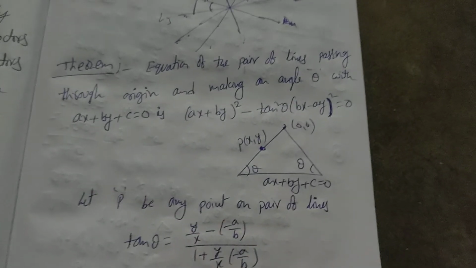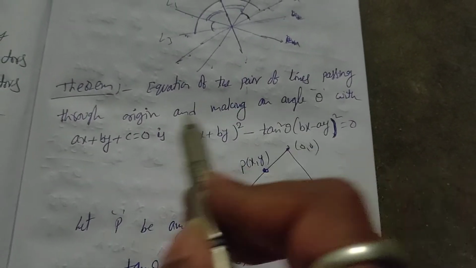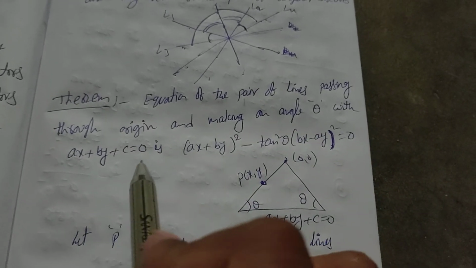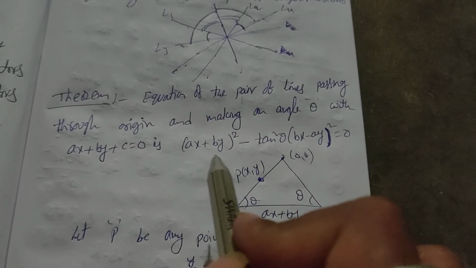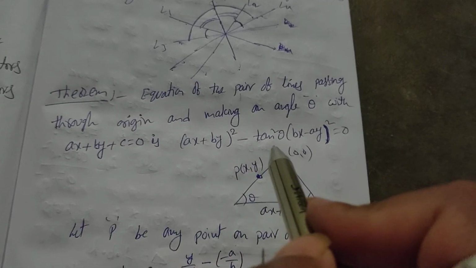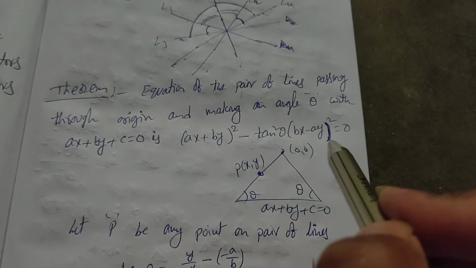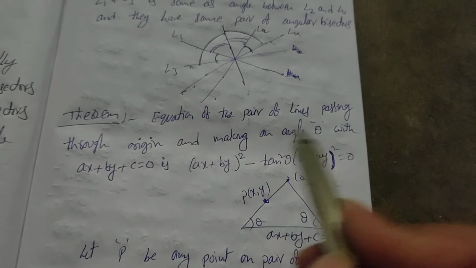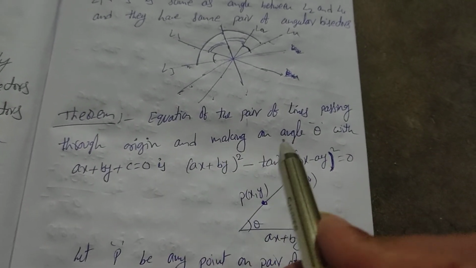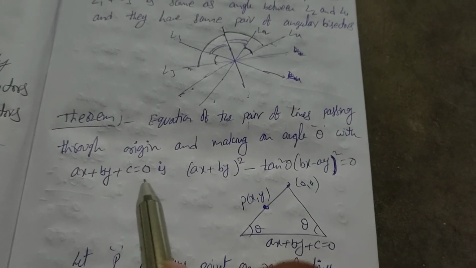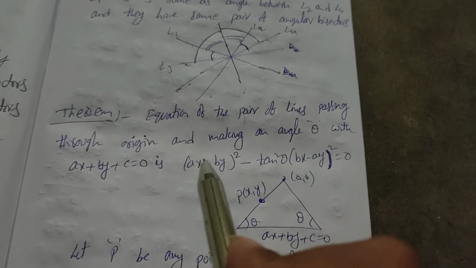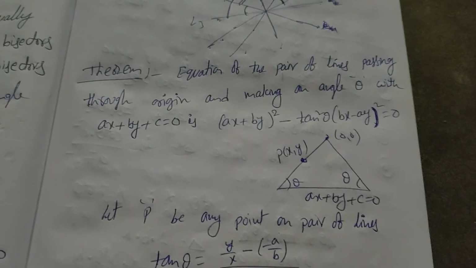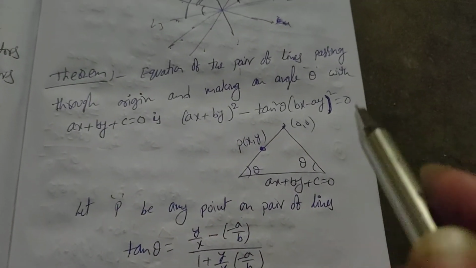So we have one theorem. The equation of the pair of lines passing through the origin and making an angle theta with ax plus by plus c equal to 0 is (ax plus by) whole square minus tan square theta into (bx minus ay) whole square equal to 0. Once again, the equation of the pair of lines passing through the origin and making an angle theta with ax plus by plus c equal to 0 is (ax plus by) whole square minus tan square theta into (bx minus ay) whole square equal to 0. This is a very, very important theorem.